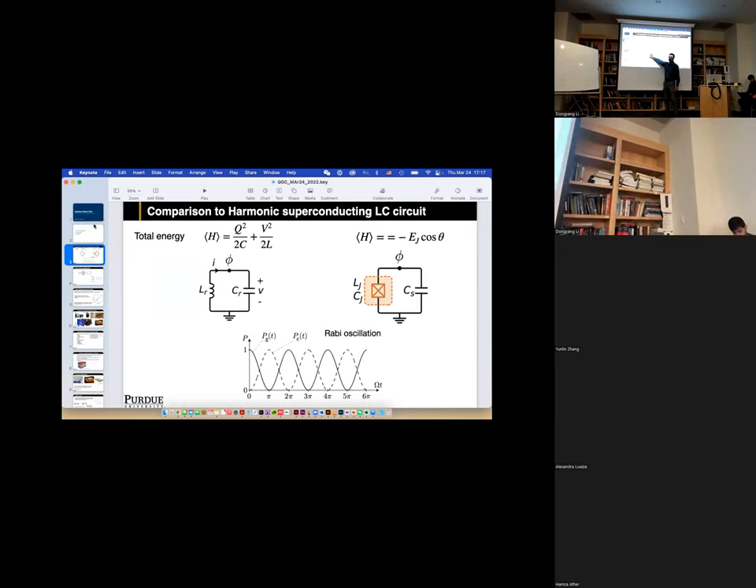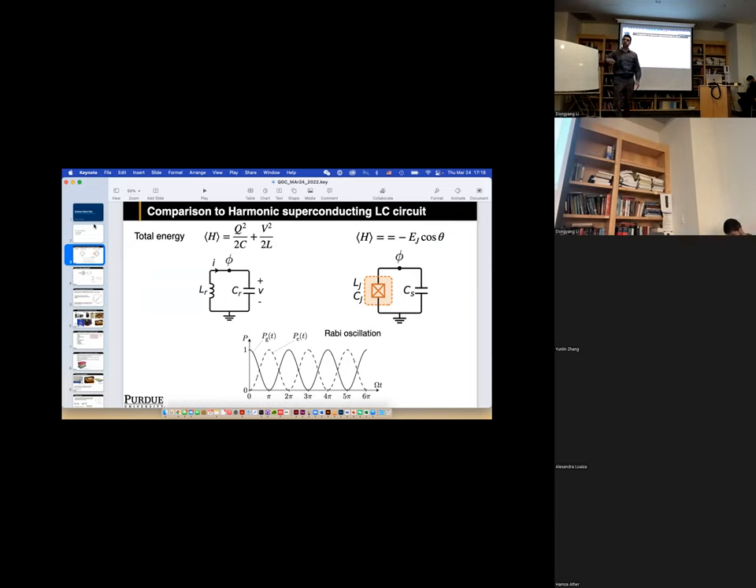Most of you have seen something like this. It's a very simple basic electronic circuit that is everywhere, in your microwave oven, in your phone, and everywhere, right? You have this LC circuit, inductor and capacitor, which is an oscillator, right?